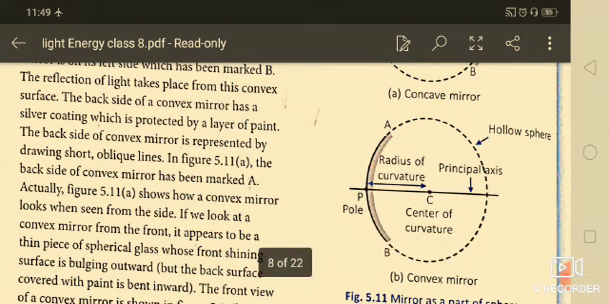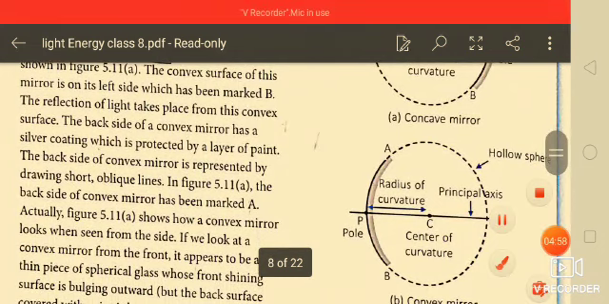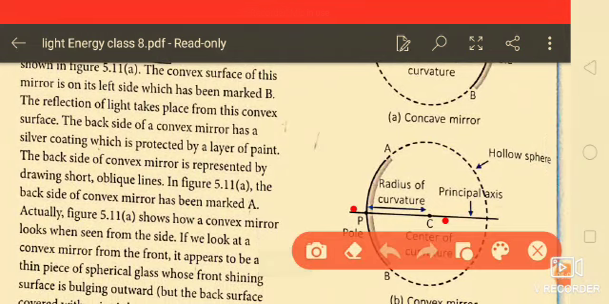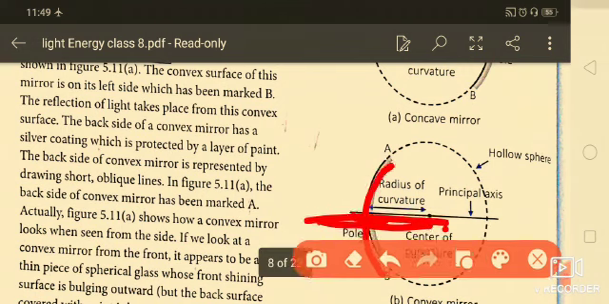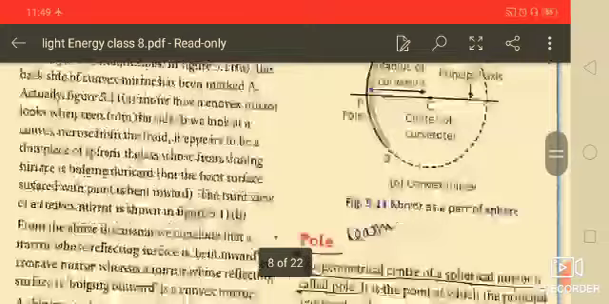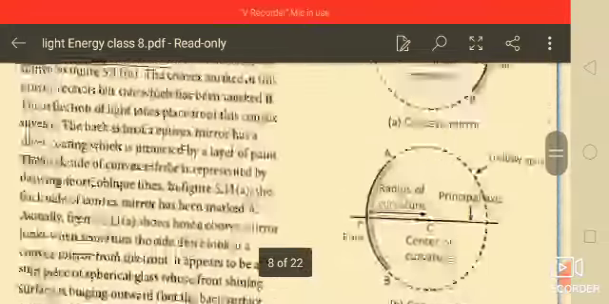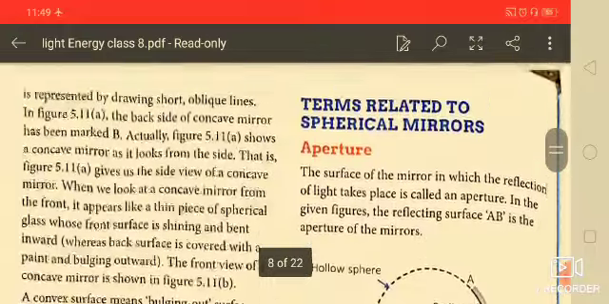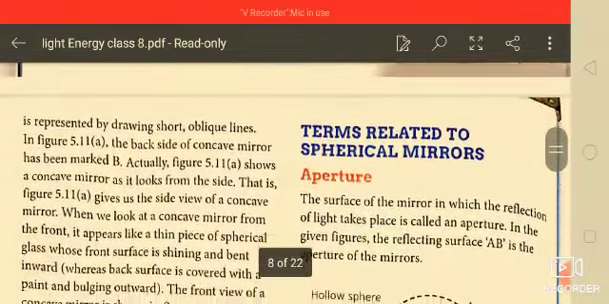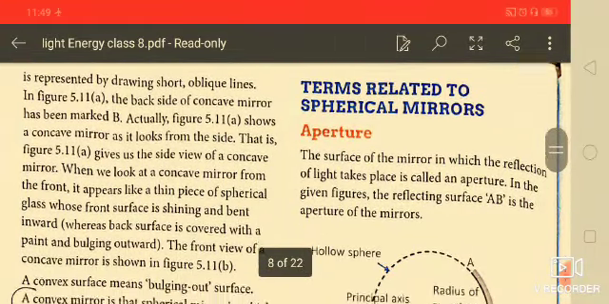Okay, now next, you know that this one is the center and this one is the pole. The center of this mirror is attached to the pole. Now what are these terms actually? What is aperture, pole, center? About this we will discuss. So, terms related to spherical mirrors.